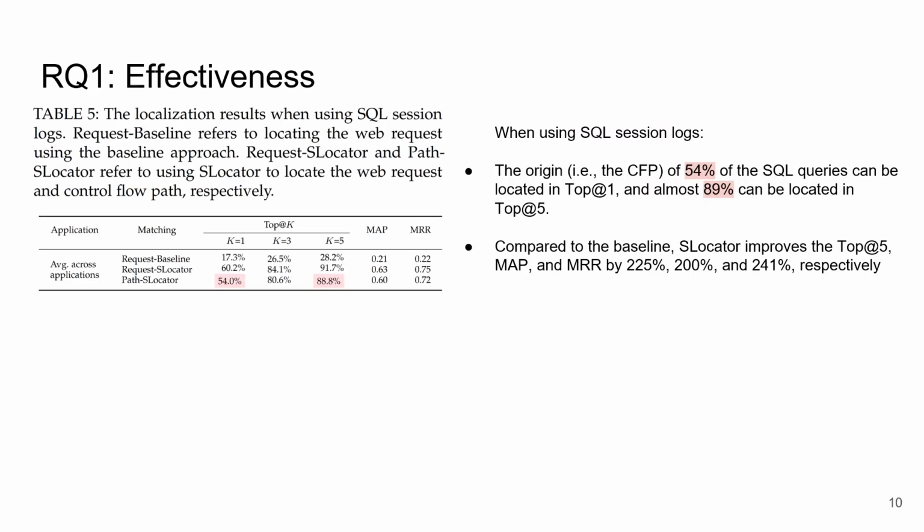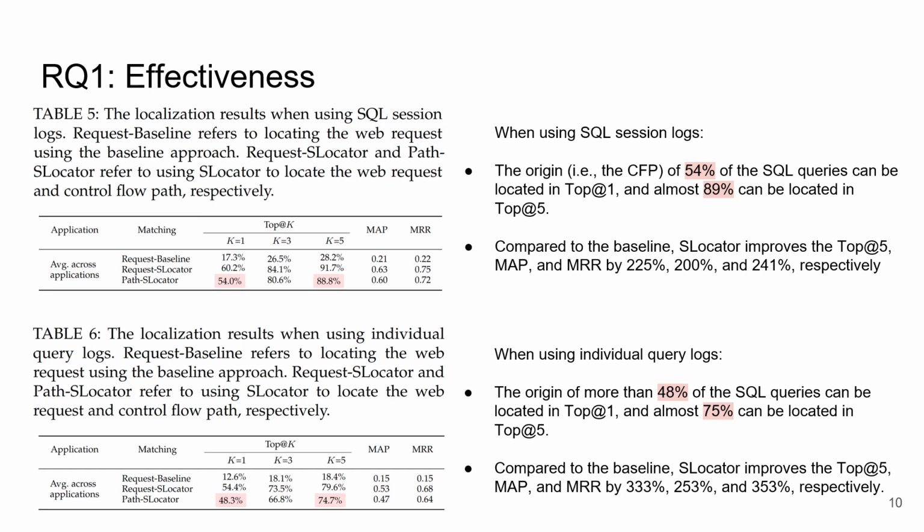We evaluated our approach on 7 study applications. We also compare SLocator with a baseline approach, which applies text search to locate the origin of a given SQL query. When using SQL session logs as the input to the approach, the origin of 45% of SQL queries can be located in top 1, and almost 89% can be located in top 5. When using individual query logs as the input, the origin of more than 48% of the SQL queries can be located in top 1, and almost 75% can be located in top 5.